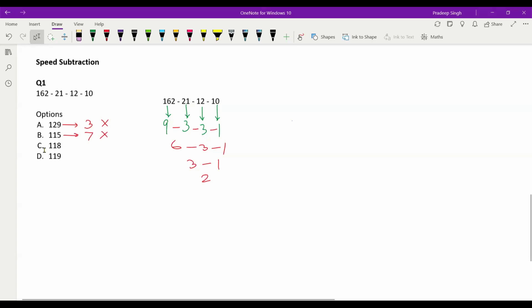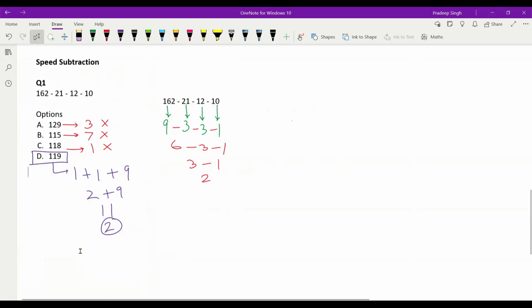Coming to 118, the digit sum will be 1 plus 1 is a 2, 2 plus 8 will be a 10, and the digit sum of 10 is 1 plus 0, which will give us 1, which means even this is not the answer. Hence, option D is the answer, but just to cross check, let's find out the digit sum of 119. So 1 plus 1 plus 9, 1 plus 1 will be 2, and then if we add 9 to 2, we'll get 11, and the digit sum of 11 is 2. Hence, the digit sum in option D matches with the digit sum of the entire expression, and that's why we can select option D as our answer.